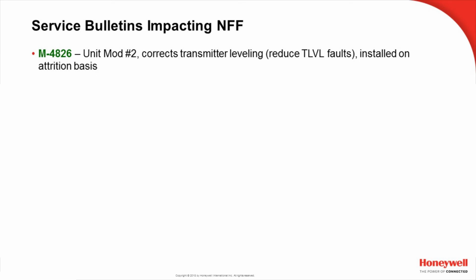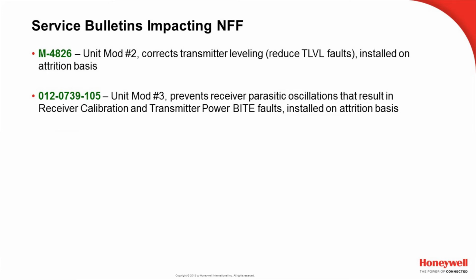The second to last thing I want to talk about is some of the service bulletins that we have released that will have an impact on No Fault Found. We have Unit Mod 2 that corrects transmitter-associated faults. If you look at the TCAS fault report on TREX, this would be flagged as a TLVL fault. This mod can be performed on an attrition basis. Likewise, Unit Mod 3 is associated with the receiver. It reduces parasitic oscillations, and it is also installed on an attrition basis.